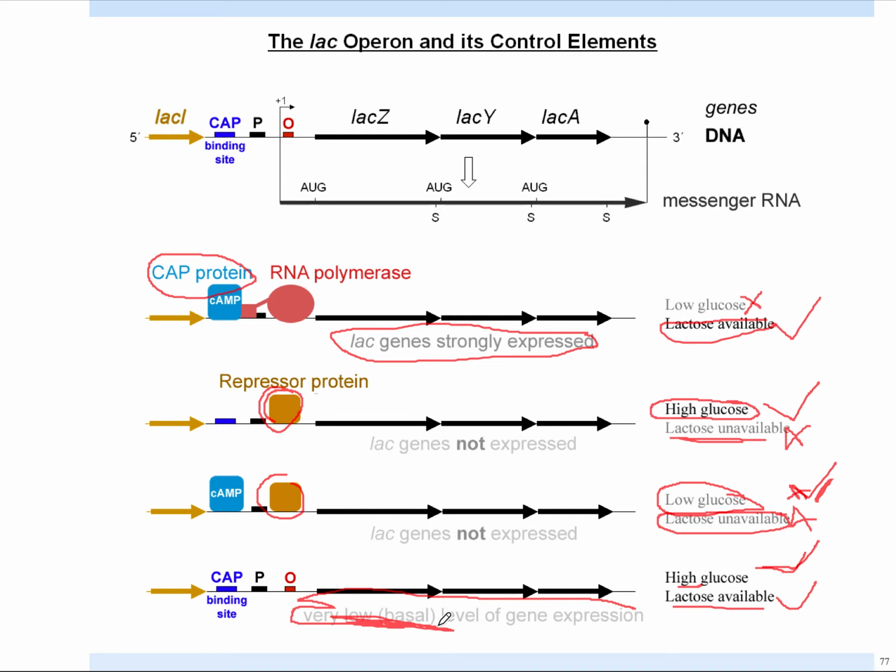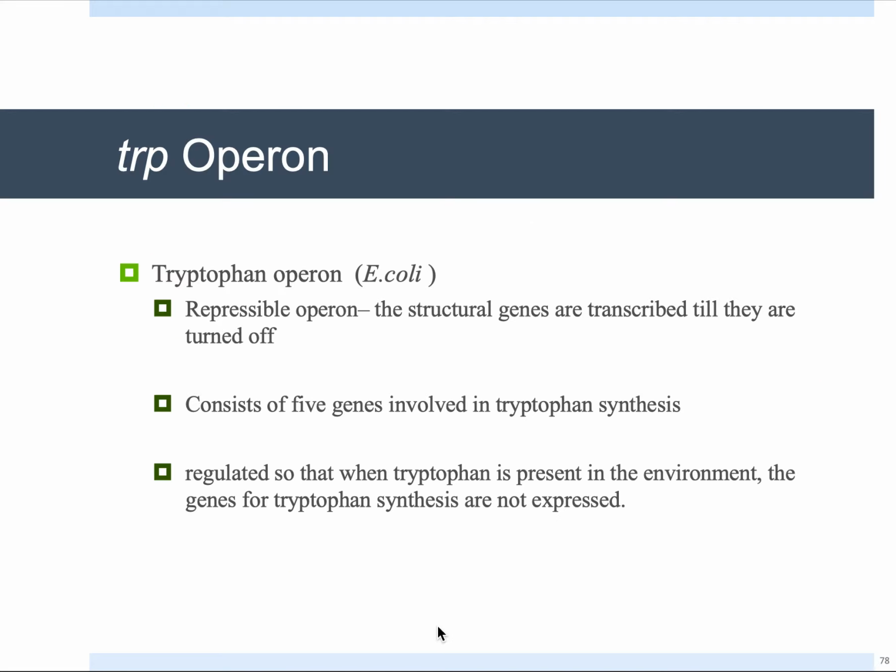So it's important that you understand the different conditions and the effect that they have on the lac operon. We also have the trp operon. The trp operon stands for the tryptophan operon. Tryptophan is a kind of amino acid, the type of amino acid that cells of certain bacteria would need. And this is an example of a repressible operon.